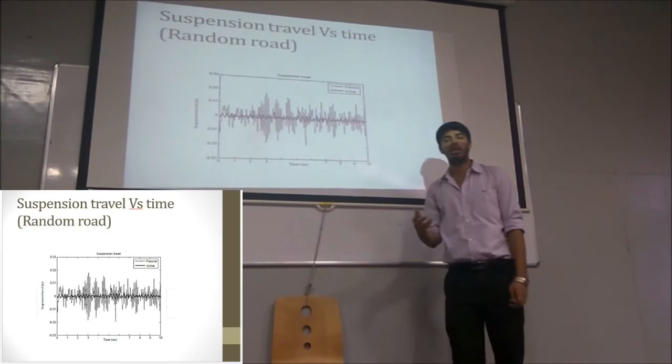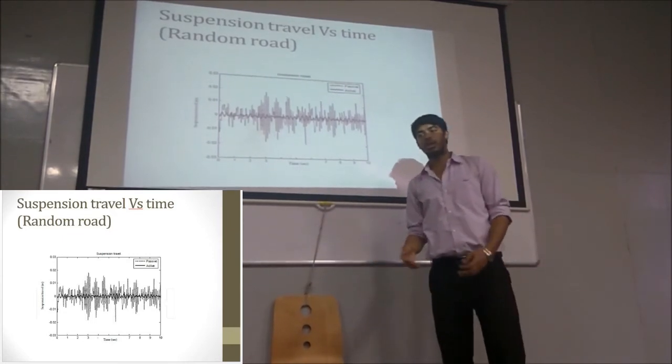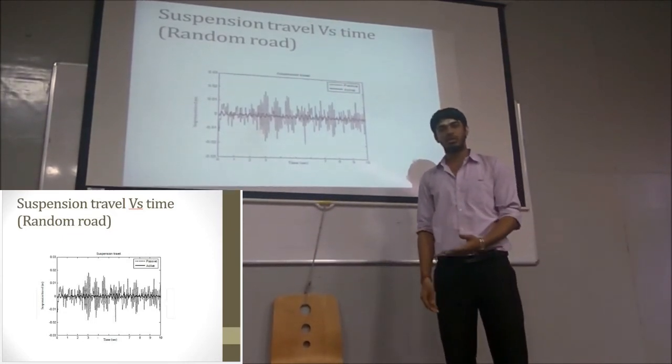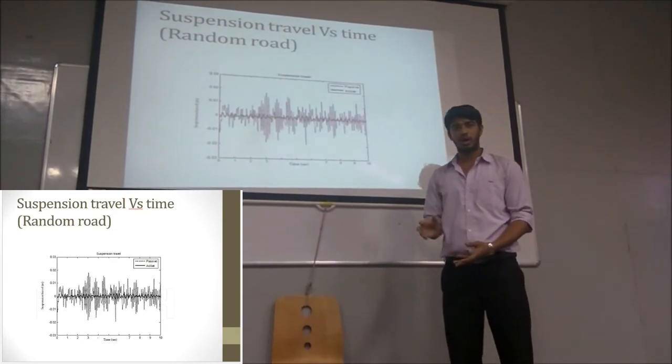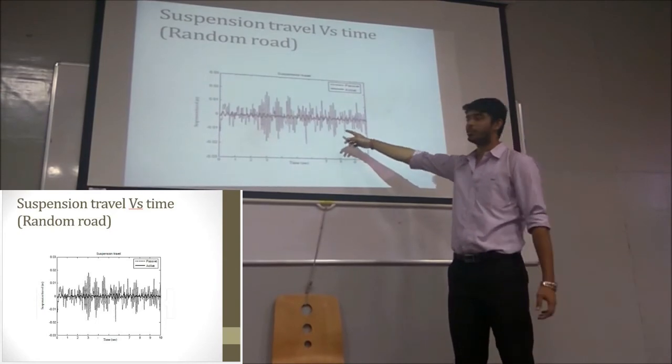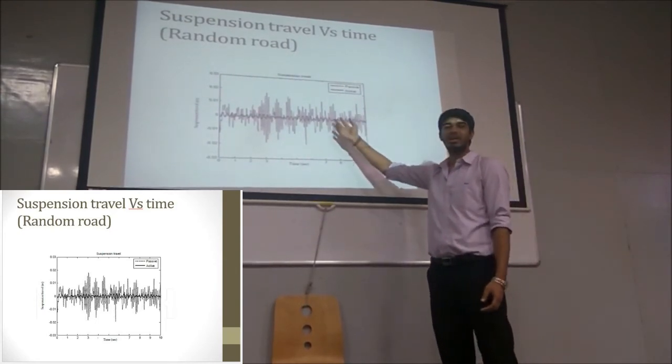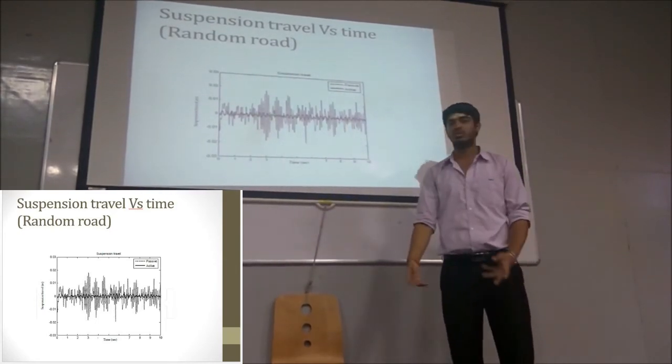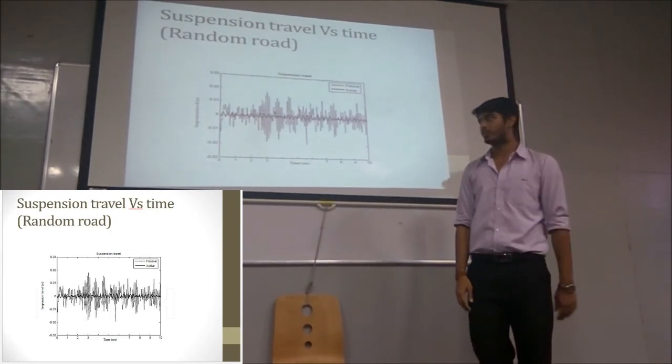How the damper and the spring work is that they take in the forces from the road, and the spring oscillates to damp the forces. That oscillation is quite high in the passive system, whereas it's very negligible compared to the active suspension, thus isolating the vehicle from the road.